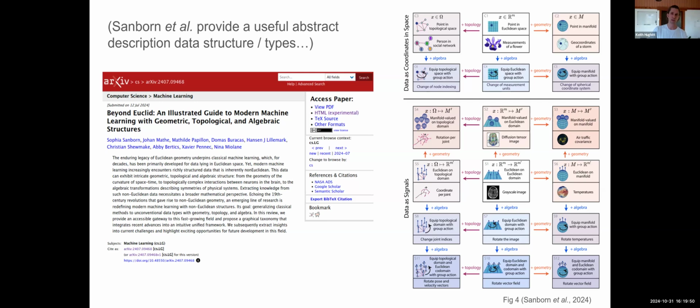And so they break it up into data as coordinates in space. So it's literally, each point is a point in space. So it could be a point cloud or measurements on a flower. They give this example and so on. And then they also talk about data as signals, where the points are on an abstract embedded space instead of an actual physical space. And then there's some kind of measurement. But anyway, just pointing this out in case people are interested in this. It's Sanborn et al.